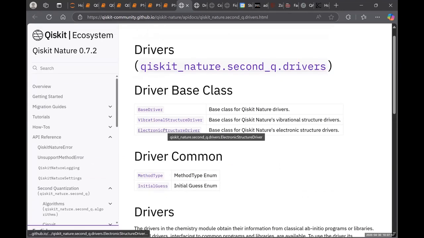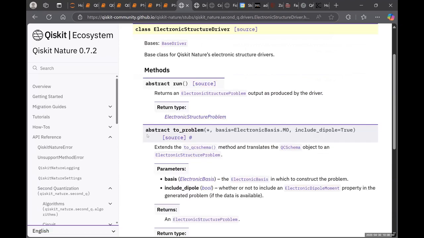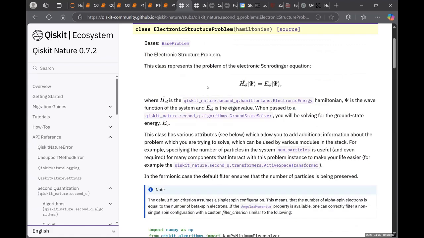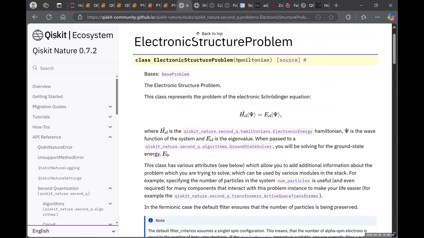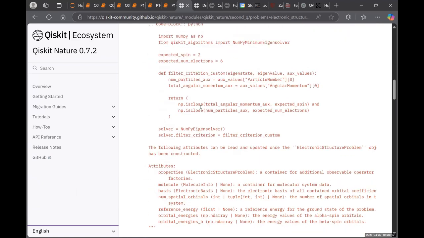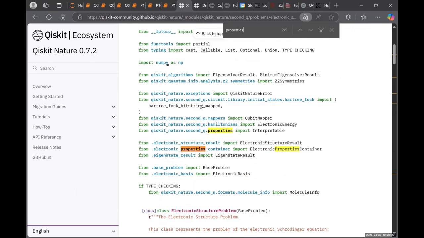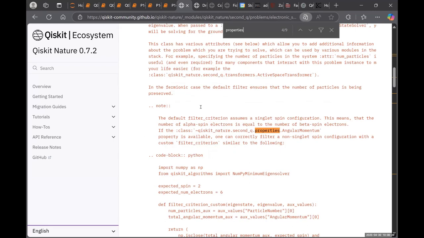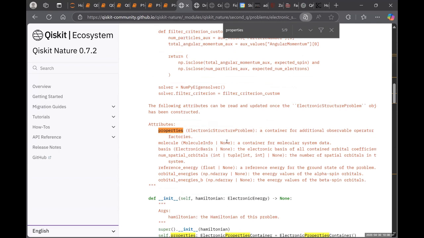We're looking at this electronic structure driver, right? And then we return electronic structure problems. And this class is here. If you want, you can go to properties. Search properties. Property, a container for additional observable operator factories. Okay.